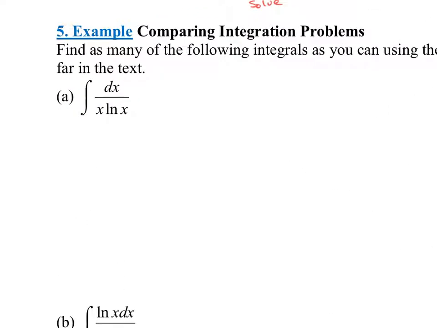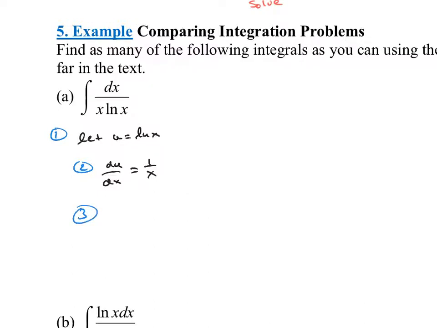Again, 5a is a problem that we did in the previous section, section 5.7, but let's remind ourselves of the trick on this problem. The trick on 5a, which is the integral of dx over x ln of x, was to let u equal the natural log of x. Step 2 would be to find the derivative of u with respect to x. Well, the derivative of the natural log of x is 1 over x.